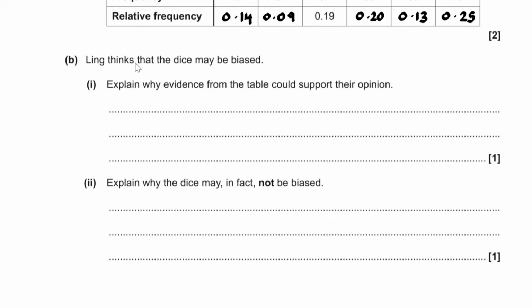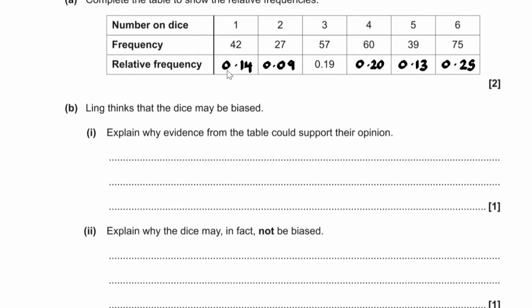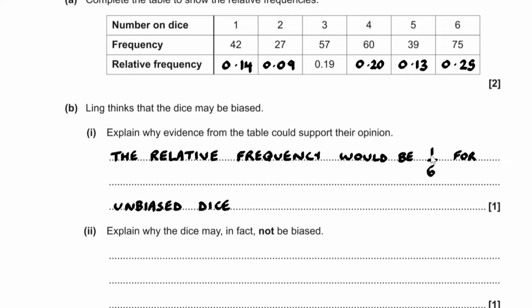For part B, Ling thinks that the dice may be biased. For the first part, we have to explain why the evidence from the table could support their opinion. Well, what we would expect if we have an unbiased dice is the relative frequency being the same. In which case, the relative frequency would be 1/6. That's if we have an unbiased dice. So this 1/6 for the relative frequency would be for an unbiased dice.